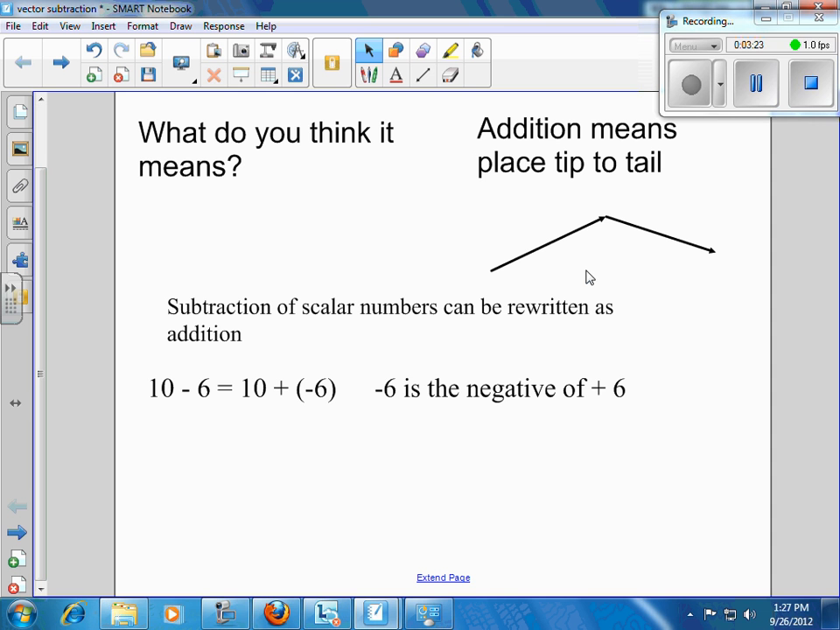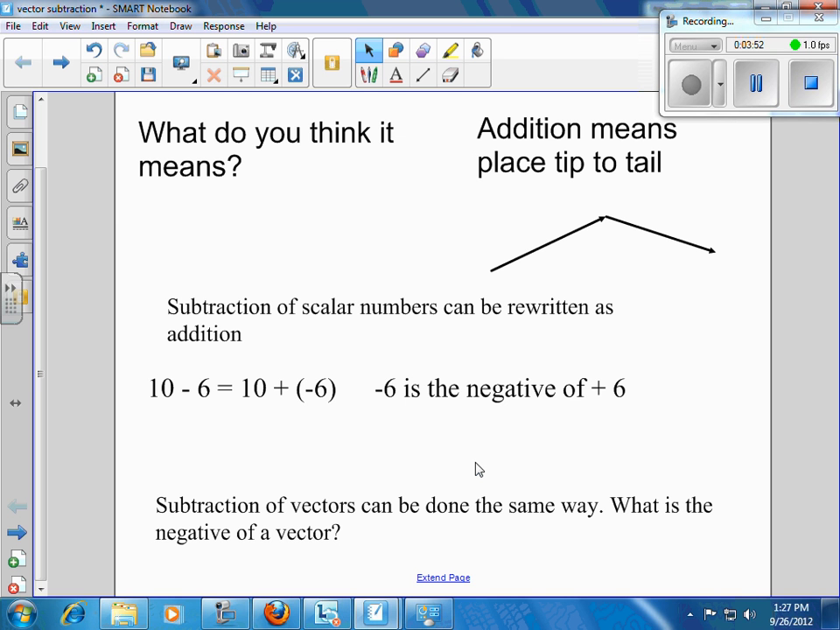So, what's my next question, do you think? You're almost there, Connor. I said that 10 minus 6 is 10 plus negative 6, so what's the question that deals with vectors that goes along with that? How do you find the negative of a vector? Different direction. That's a possibility, isn't it? So there's the question. Subtraction of vectors can be done the same way. What is the negative of a vector? Brett says? Opposite direction.